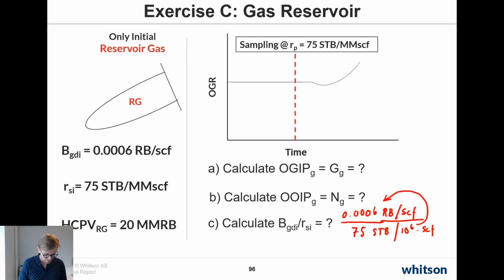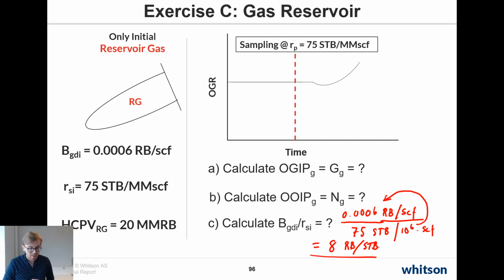We can do that calculation, and I'll do that quickly on my phone here. So we do 0.006 times, divided by 75, which gives us 8 reservoir barrels per stock tank barrel. And as we remember, as a rule of thumb, we know that this number should typically be somewhere from around 3, 3.5, maybe 4 and upwards, as we saw on the last slide.